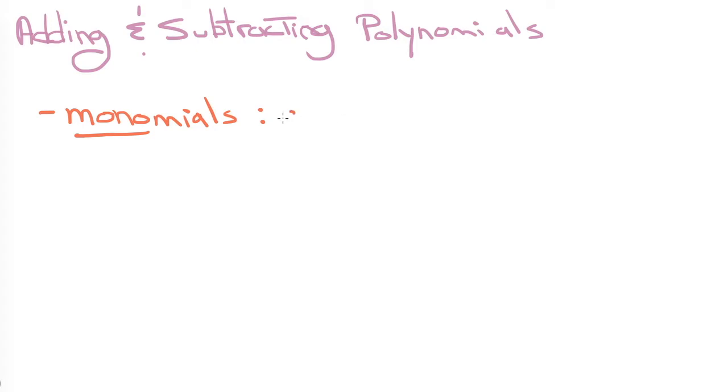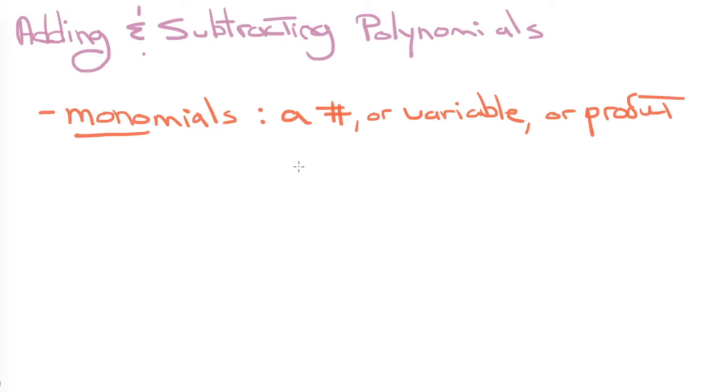So it's a number or variable or product of those two, which is important. So product, not addition. That basically has whole number exponents. So it doesn't have negative exponents or fractional exponents.